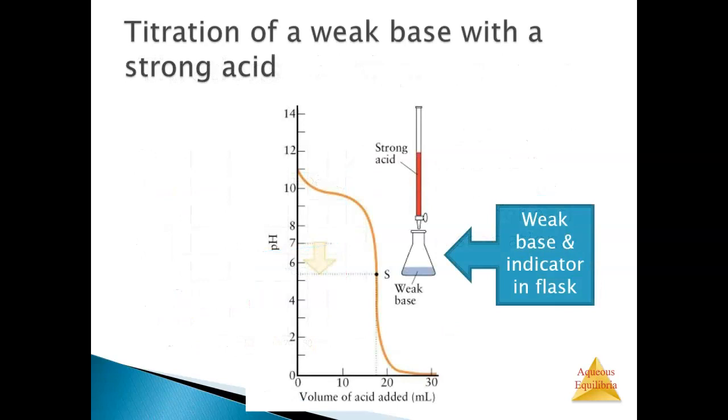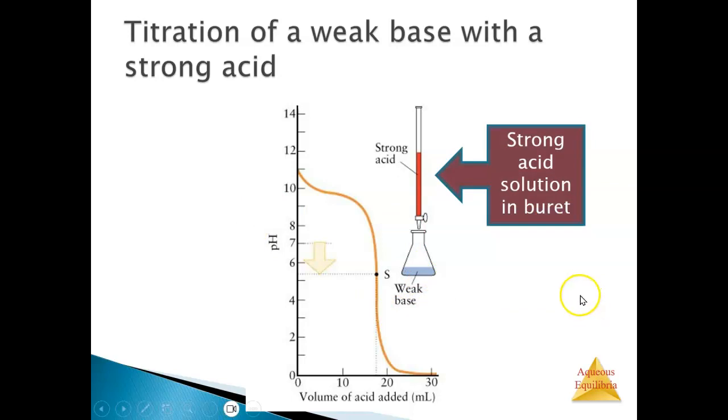So we're going to look at the opposite situation now, weak base with a strong acid. Now I have a weak base and the indicator in the flask. I can tell because the pH is high. Again, this would not be as high as an equimolar strong base, but we're going to have essentially the exact same situation.